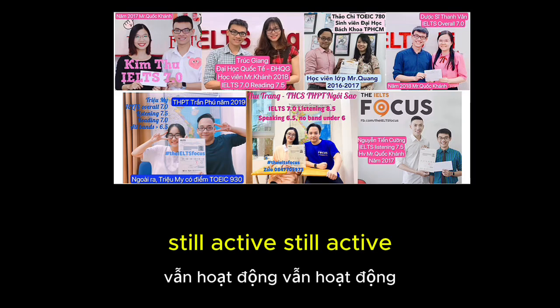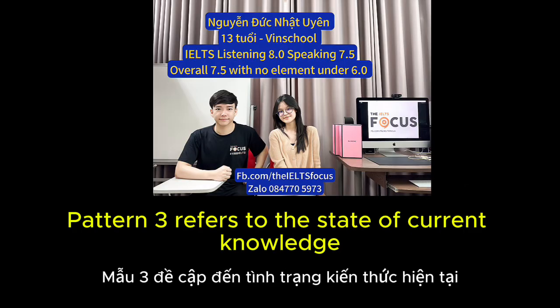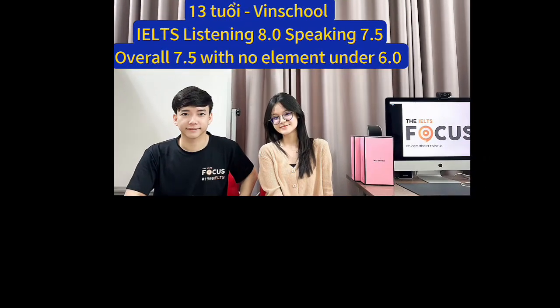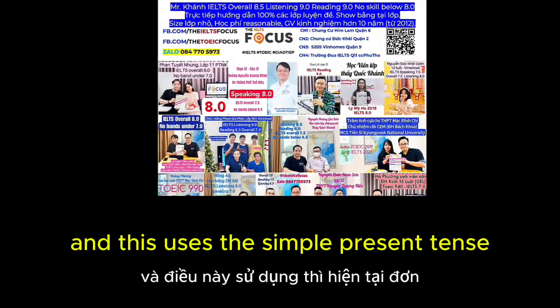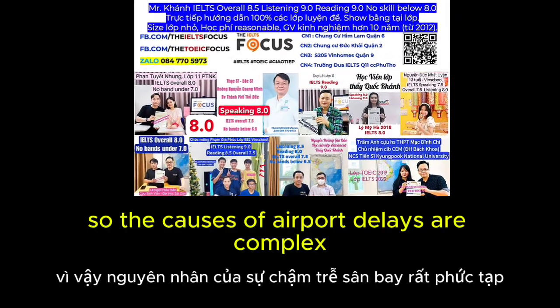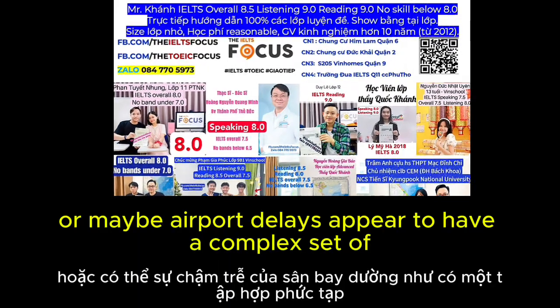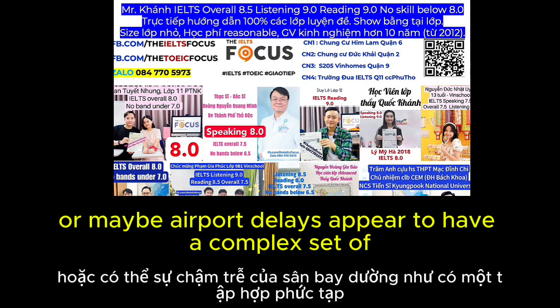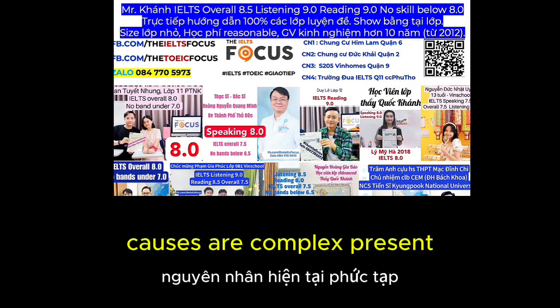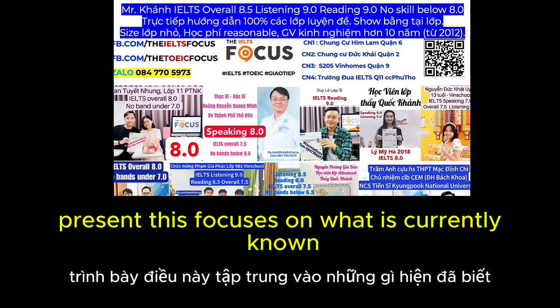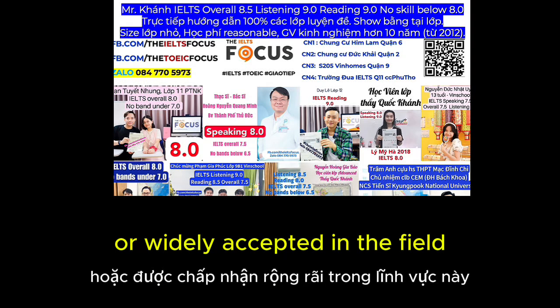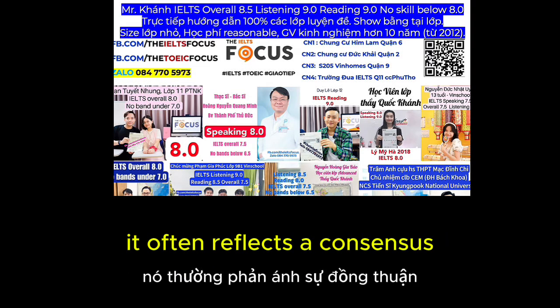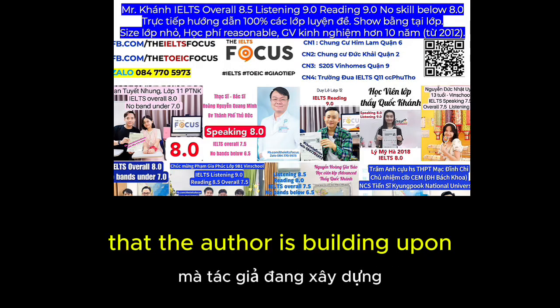Still active, exactly. And finally, pattern 3 refers to the state of current knowledge, and this uses the simple present tense. So the causes of airport delays are complex, or maybe airport delays appear to have a complex set of causes. Are complex. Present. This focuses on what is currently known or widely accepted in the field. It often reflects a consensus or maybe a foundational truth that the author is building upon.